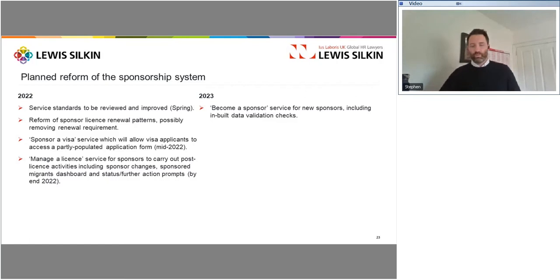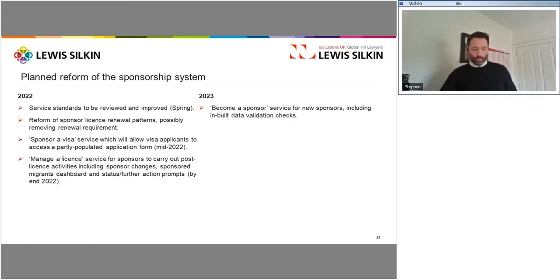So things like being able to check with HMRC if your level one user is an employee, being able to check Companies House for the latest financial statements, things like that, just to make your sponsor license application a bit smoother.